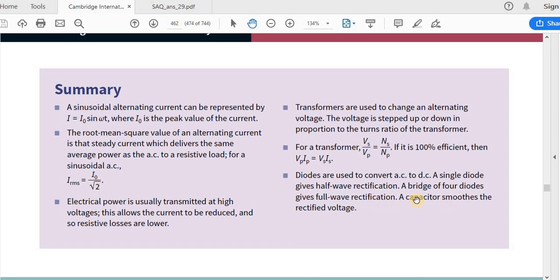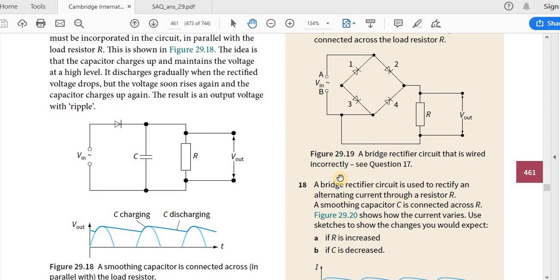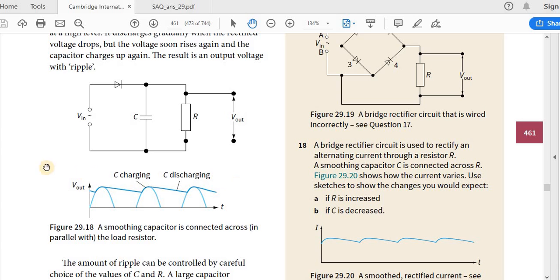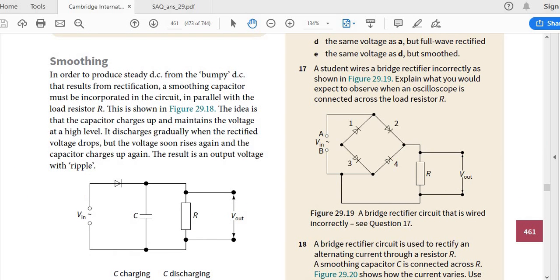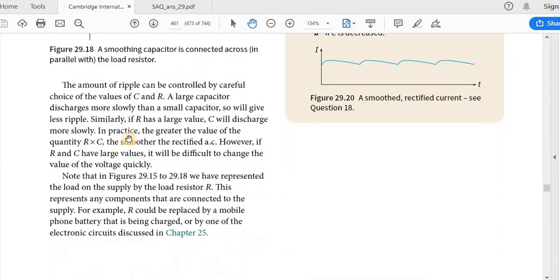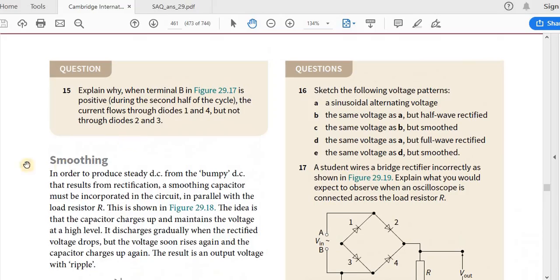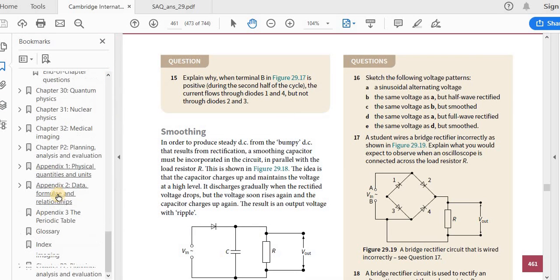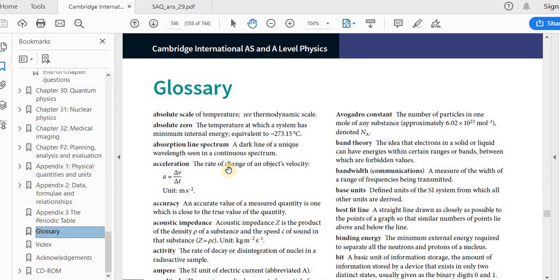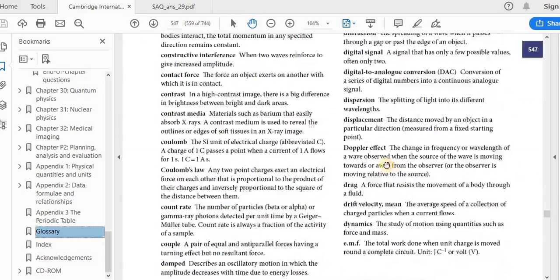Bridge of 4 diodes. Then capacitor is used for smoothing. Capacitor smooths the rectified voltage. So it has to be rectified first, and then only you have smoothing. Now again we can check the glossary for the meaning of this word smoothing to help you understand it better. Let's check that in the glossary. Smoothing, right? Let's see whether it is there.